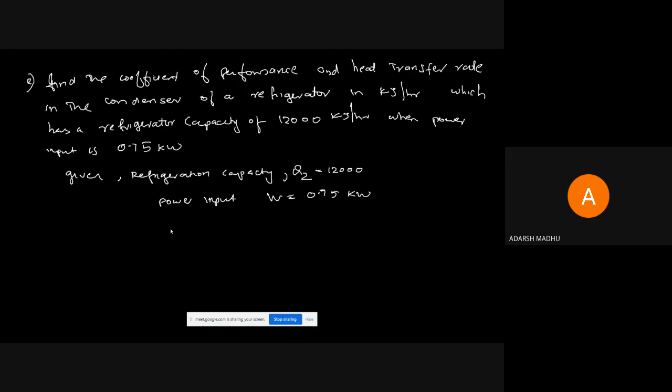So here the question is asked to find the coefficient of performance and the heat transfer by the condenser of a refrigerator. So COP of refrigerator is the value that you want to find out. So the given data are... what was the figure of the particular refrigerator?